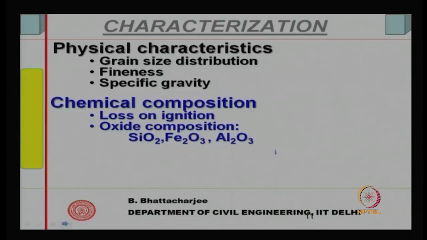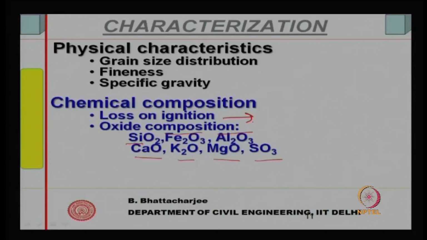Then we have chemical composition. We look at oxide compositions, like SiO2 content, Fe2O3. So, silica, iron oxide, ferric oxide, aluminum oxide, lime and alkali, magnesium oxide, SO3 etc. Loss on ignition is an important issue.